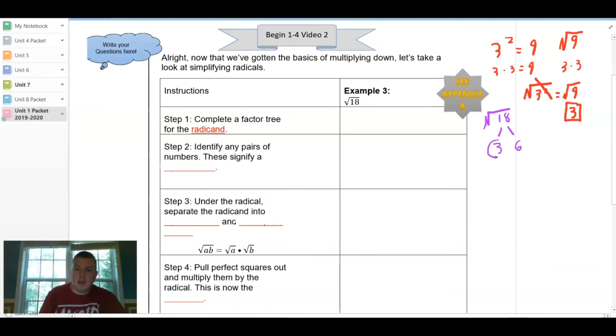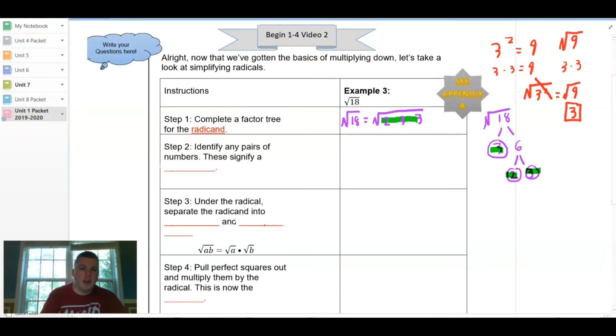Now again, 3 doesn't simplify. It's a prime number, so I'm going to leave 3 there. The 6, however, will break down into a 2 and a 3. So I now have my prime factorization. I can rewrite that square root of 18 as the square root of 2 times 3 times 3. All this is, underneath the radical, is the prime factorization of the number that I had underneath the radical, the radicand.